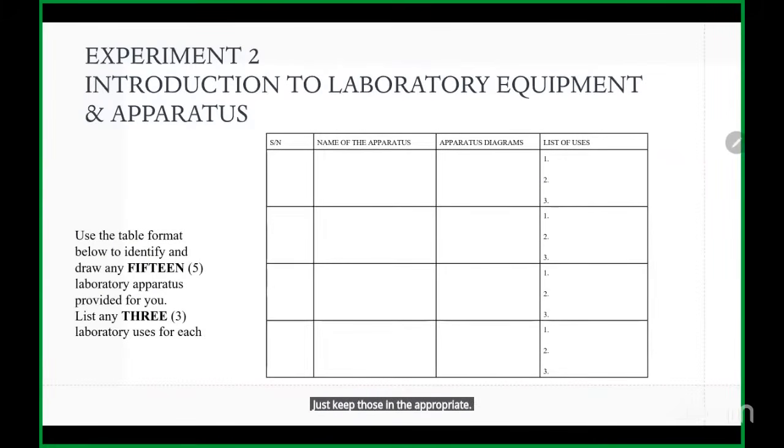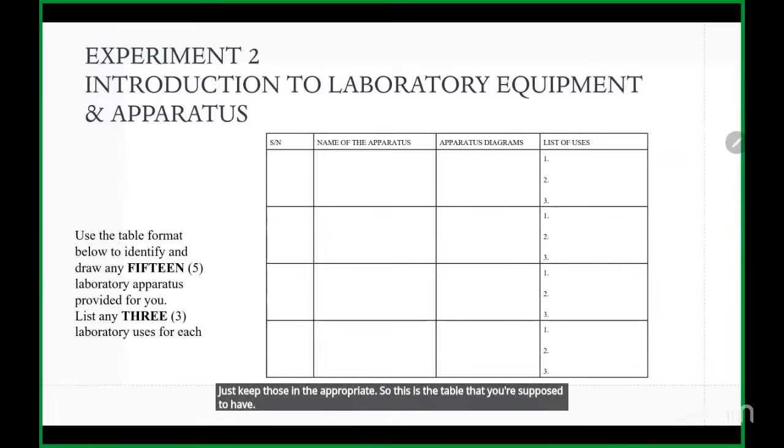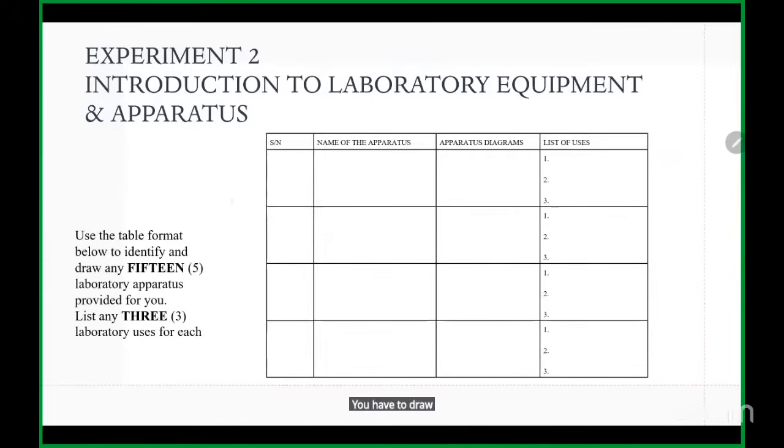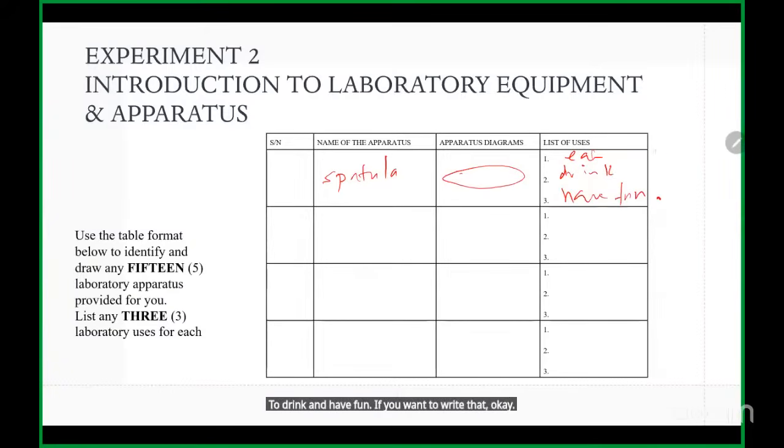So this is the table that you're supposed to have. You are to draw, name the apparatus, whatever it is, spatula. Draw the spatula, and one use, it is used to eat, to drink, and have fun. If you want to write that, okay. Your teacher will just write 0, 0, 0. So this is the table that you have.